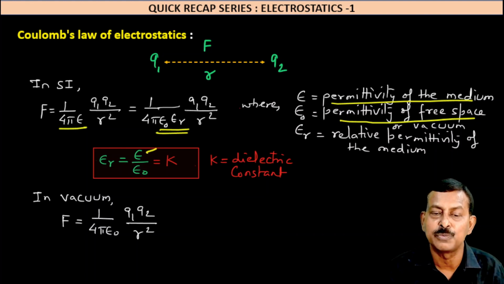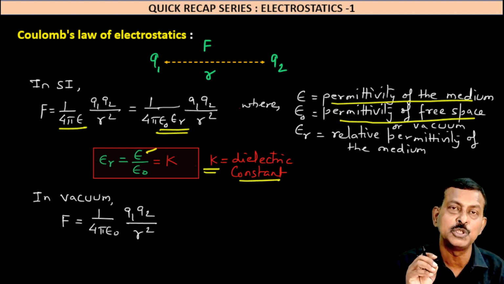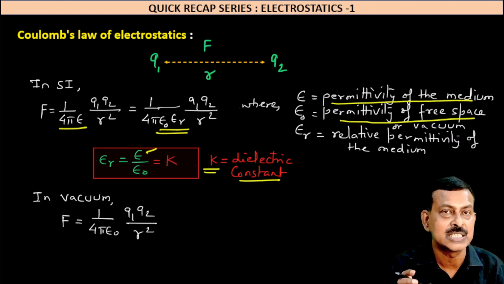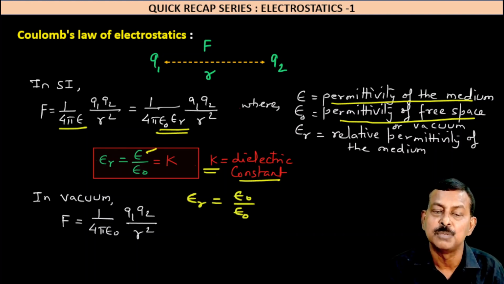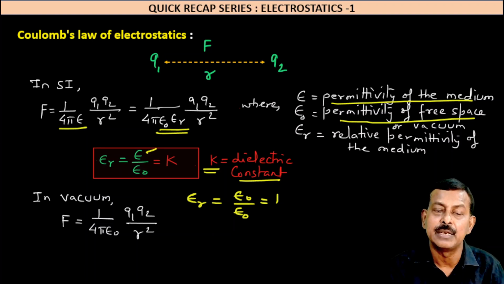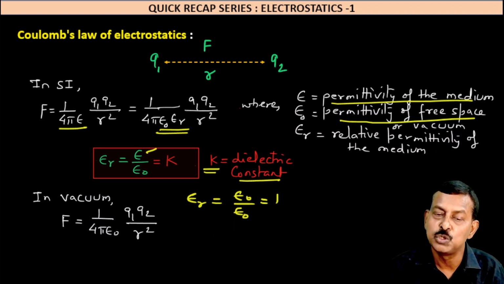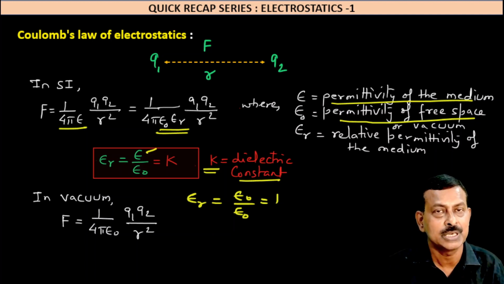Epsilon r, which we are calling the relative permittivity of the medium, is also numerically equal to the dielectric constant of the medium. So dielectric constant is another term which we use here, and numerically the two are the same. In vacuum, the epsilon r becomes epsilon naught by epsilon naught, that is 1. So in this case, F can be written as 1 by 4 pi epsilon naught Q1 Q2 by R square, if the two charges are kept in vacuum at some separation R.